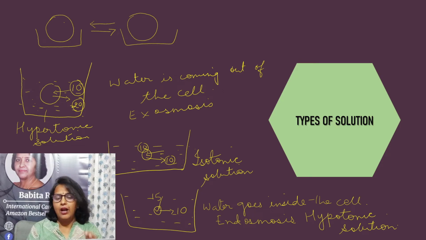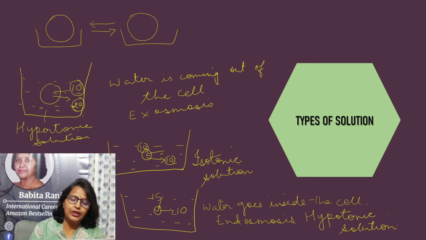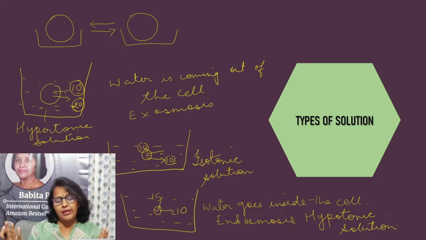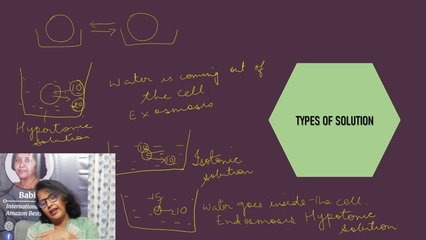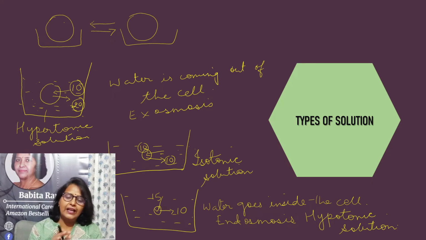out of the cell. One solution is where the net result movement of water is zero. Neither water is going inside the cell nor is it coming out of the cell, because an equal number of molecules of water are going into the cell and coming out of the cell. So that kind of solution is known as isotonic solution.